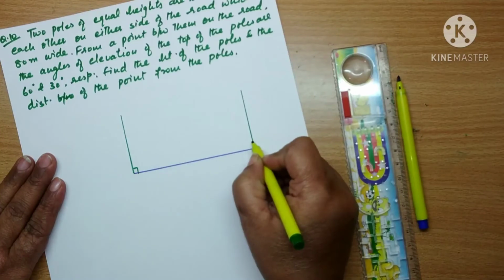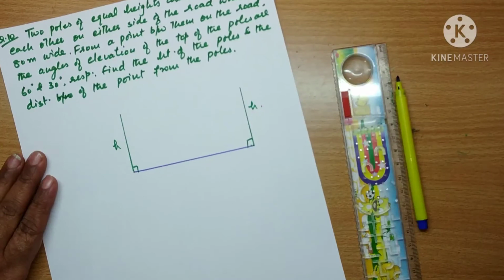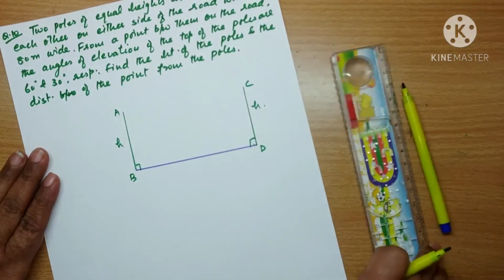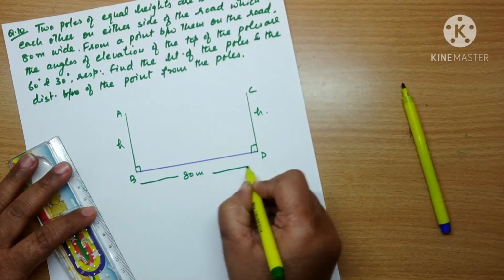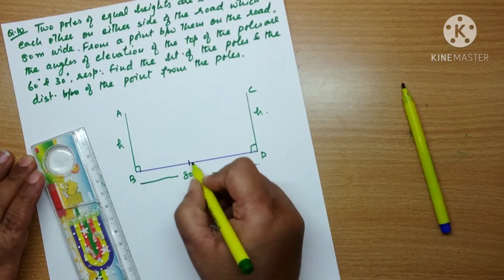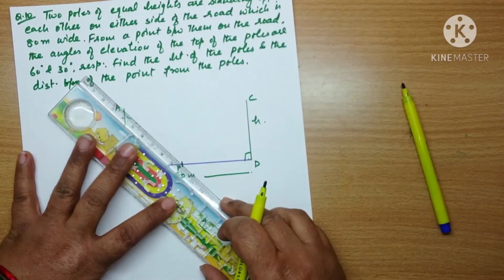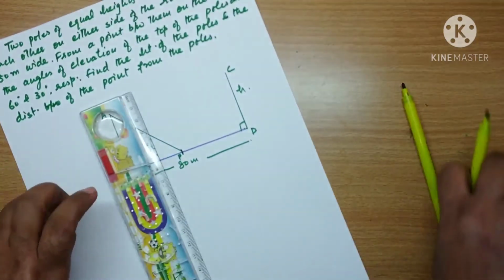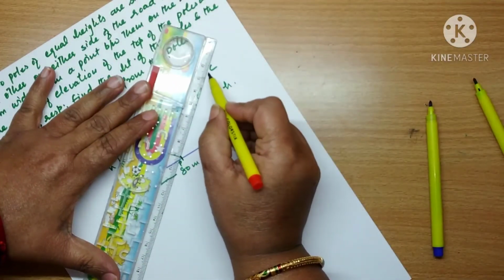They are standing on this road. Let's say the height of the pole is h, because they are equal in height, A, B, C, D. The road is 80 meter wide. From a point on the ground somewhere on the road, let's say this point P, the angles of elevation to these towers are 60 and 30 respectively. So this angle is 60 and the angle of elevation to this side is 30 degrees.